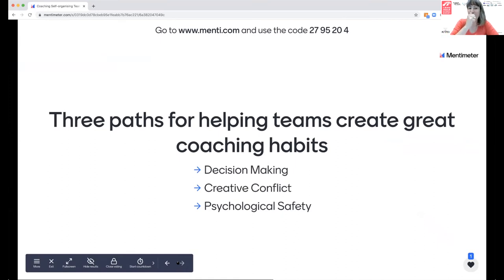So we promised you three paths for helping teams create great coaching habits. And these are what I call the trifecta of teamwork. You're always going to have something around decision making. There's always going to be something around conflict because it's humans. It's a complex system. And psychological safety. So let's go into decision making first.